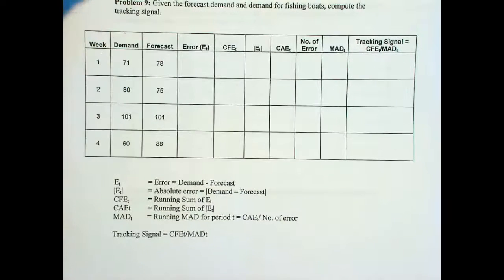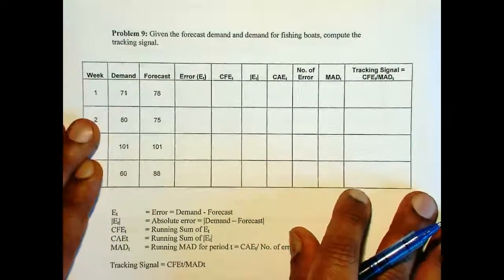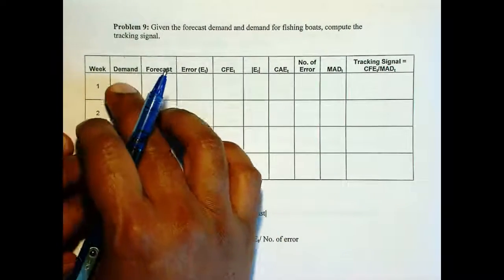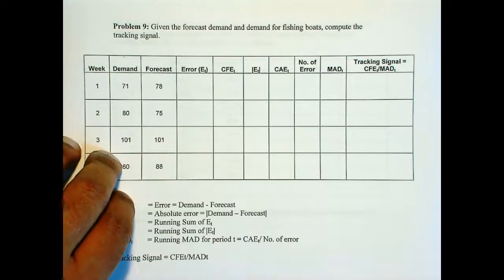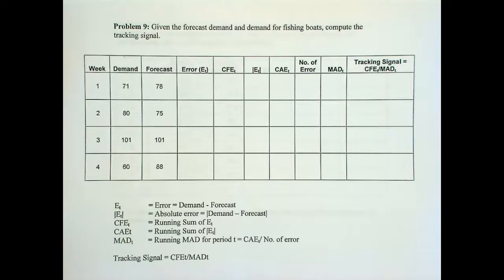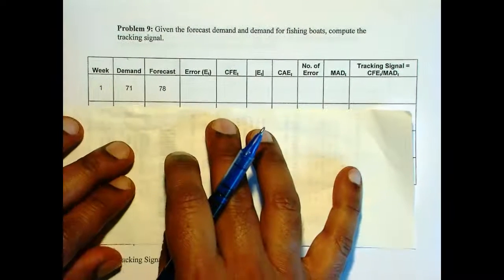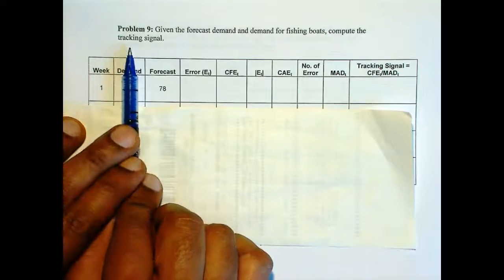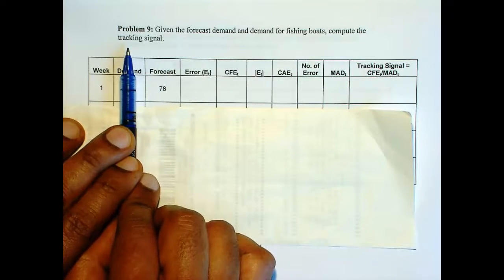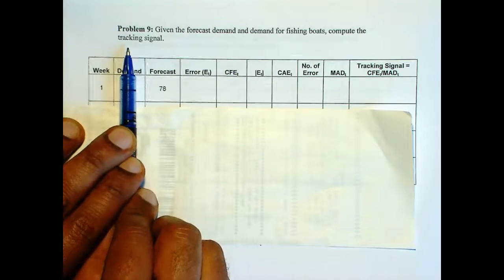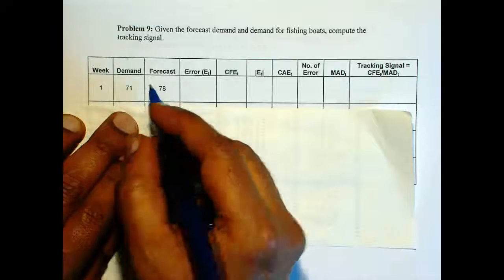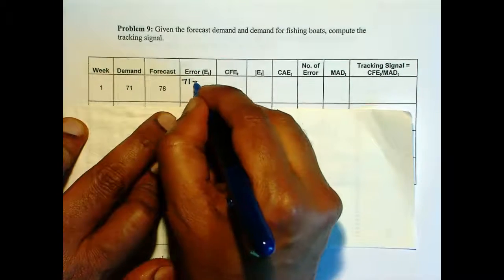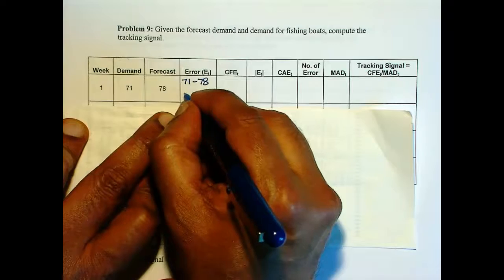Okay, tracking signal. So here we have the demand and the forecast. We have to do this one period at a time. At the beginning, you will have only the forecast for the very first week. Let's assume using some method we have come up with a forecast of 78. At the end of week 1, we will have the actual demand as well. Then we can compute the error, which is 71 minus 78, which is minus 7.